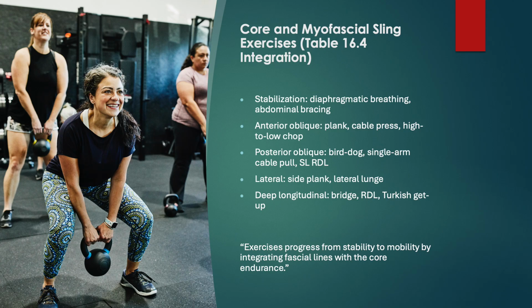Anterior oblique activity: plank, cable press, high to low chop, and some of this may need to be modified a little bit. Holding plank does strengthen the posterior chain and the pecs, which may help pull the shoulders forward more in a protracted position, so there may be better alternatives, or this might be minimized.